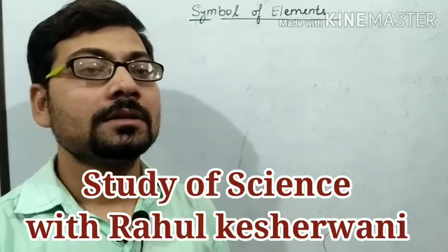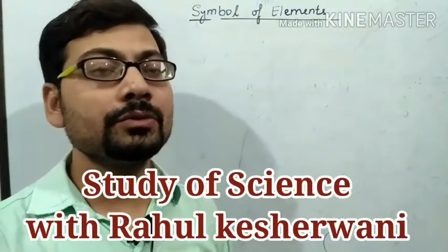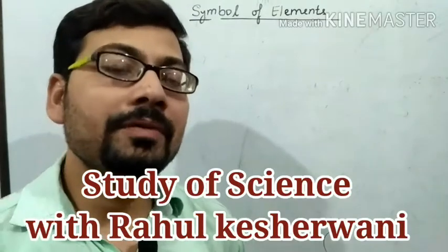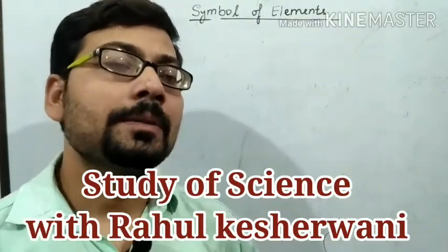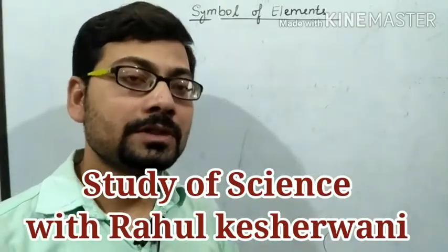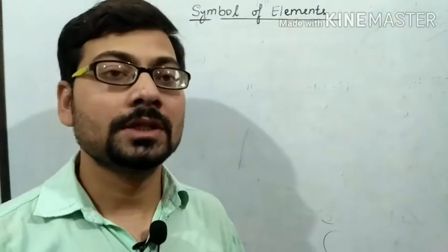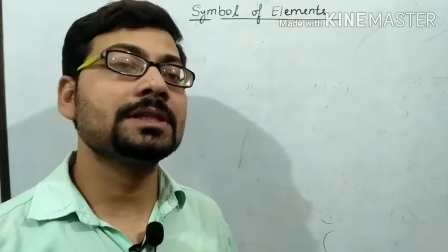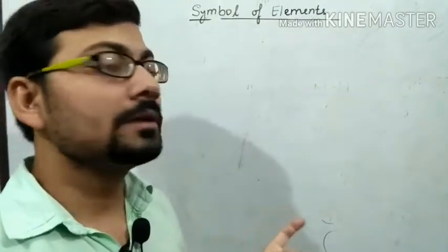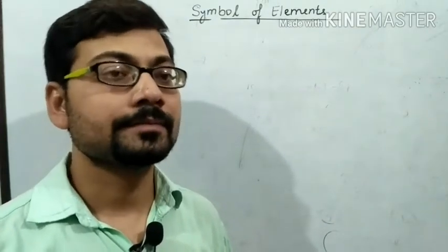Today I will start the symbols of the elements. How were the symbols of elements introduced in your chemistry syllabus? Basically, in the previous era, the element symbols were first given by a scientist whose name was Dalton. And in the previous lecture, we discussed Dalton's atomic theory. Similarly, Dalton was the first scientist who gave the symbols of elements.